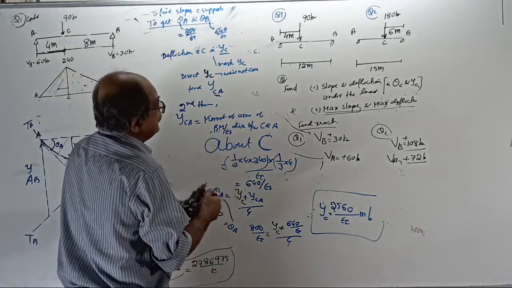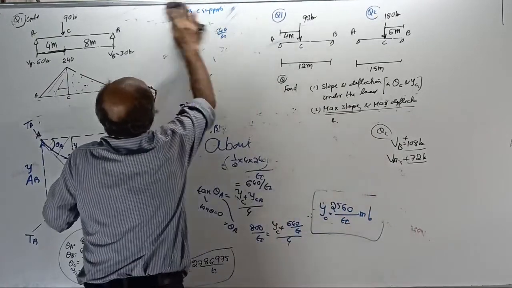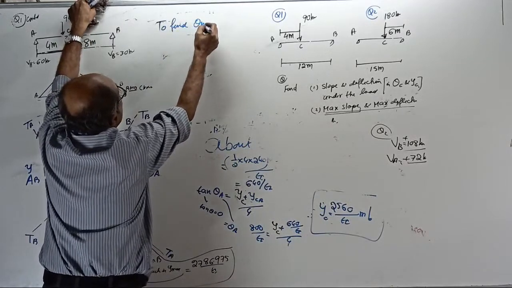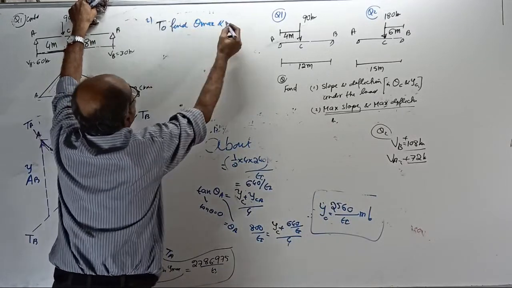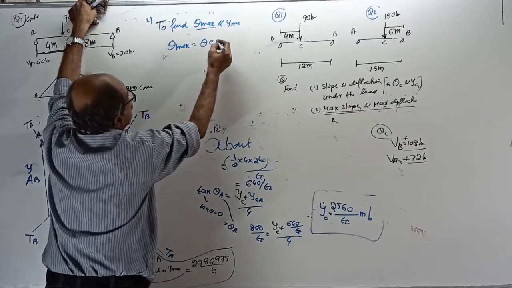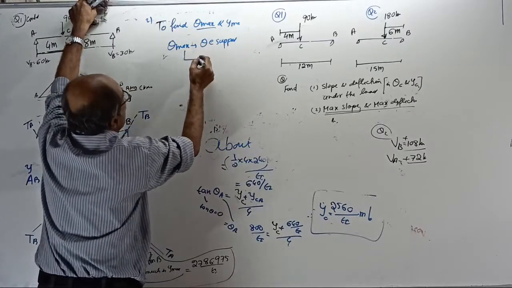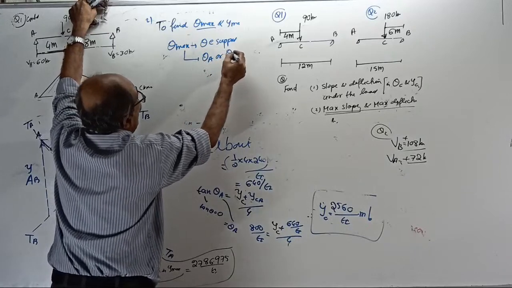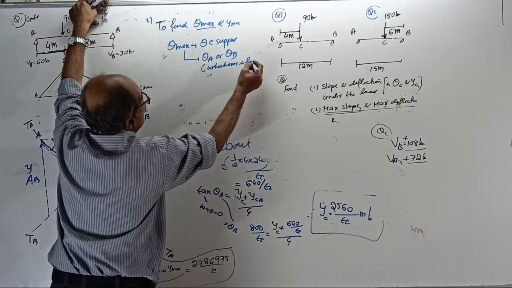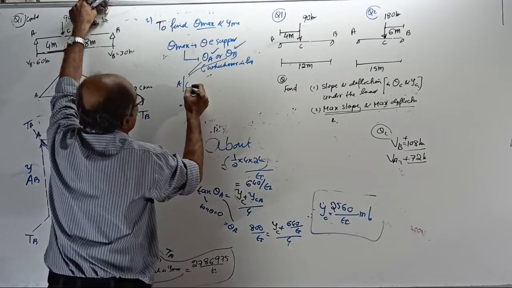See, now the next question is what? I'll write here only now. Next part is to find theta max and y max. Second part, y max. First, theta max equal to theta at support. Theta max will always be theta at supports. Therefore, theta max equal to either theta A or theta B, whichever is more, whichever is higher. These two are already calculated.